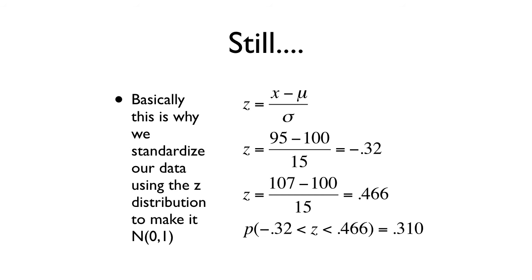Now, 95 is negative 0.32, and 107 is 0.466. I'm not going to go through all the extra arithmetic I did here. I looked it up in a Z table. In fact, I actually used my own calculator. I used to have a really good calculator. It wasn't expensive or anything, but it had a Z function built in, so I could look up probabilities of Z scores. So I looked up the probability of getting between negative 0.32 and 0, and a probability of between 0 and 0.466. I added those two probabilities together, and it's 0.31. So there's a 31% chance of having an IQ between 95 and 107.